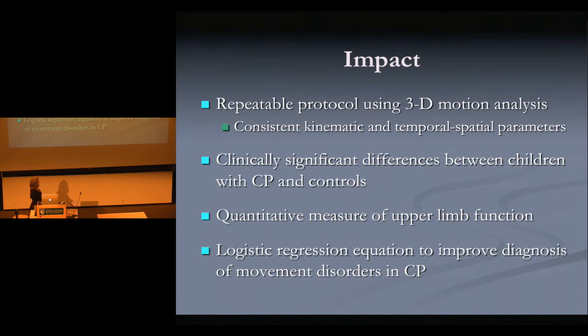So the overall impact of this work, we found a repeatable protocol using 3-dimensional motion analysis. We found consistent kinematic and temporal spatial parameters during the reach and grasp cycle. Found clinically significant differences between children with cerebral palsy and controls. Developed a quantitative measure of upper limb function. And then using a logistic regression equation, we came up with a way to improve the diagnosis of movement disorders in cerebral palsy.